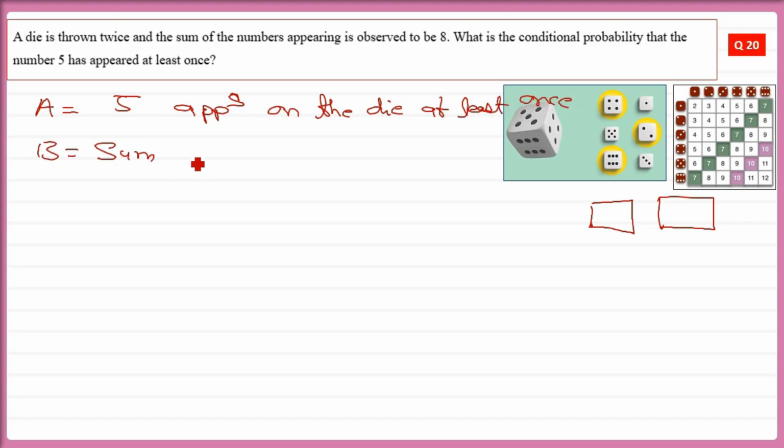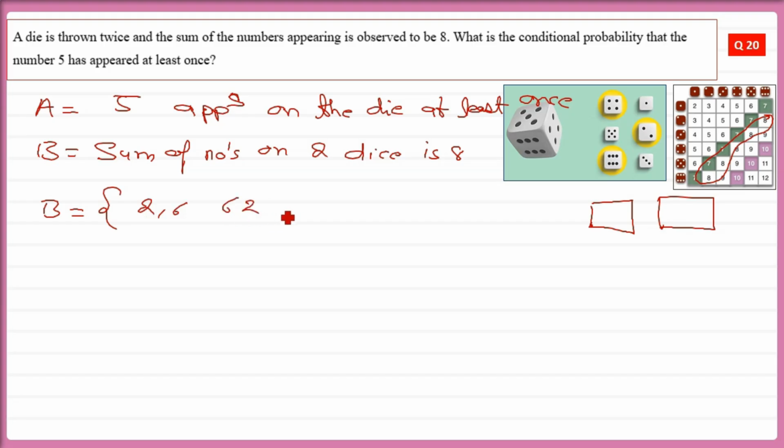What is B? Sum of numbers on 2 dice should be 8. That is, when you add up the numbers on the dice, it should add up to 8. So how this 8 can come if we are making the set B? 2,6; 6,2; 3,5; 5,3; and 4,4.